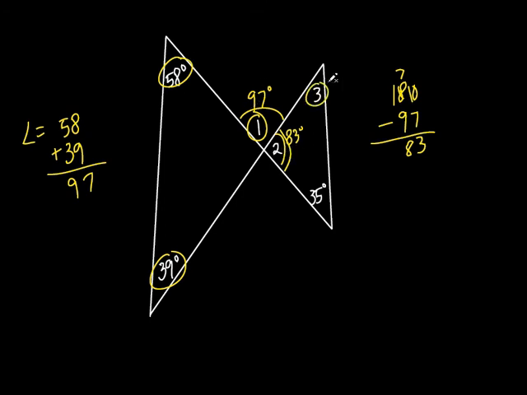Now we do angle 3. Now, you could do it a couple different ways. I think this is the easiest way. Do you remember that exterior angle thing we did about 10 seconds ago?